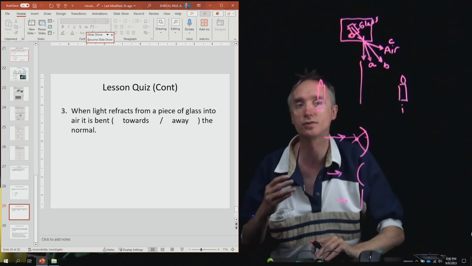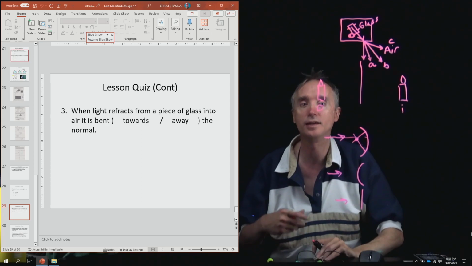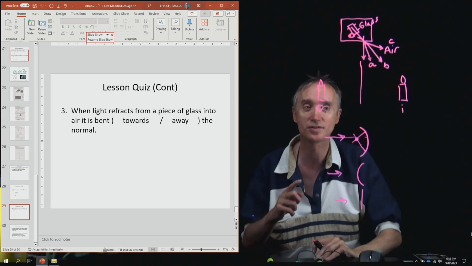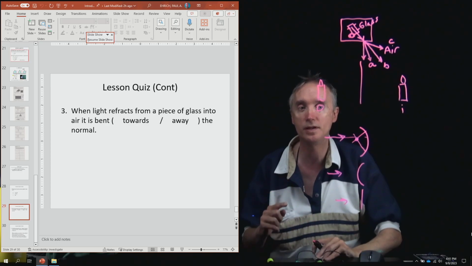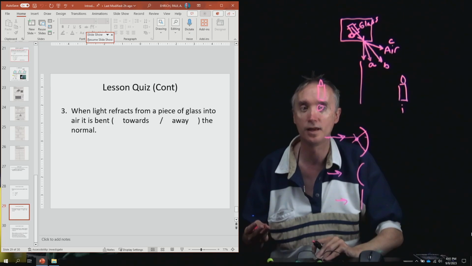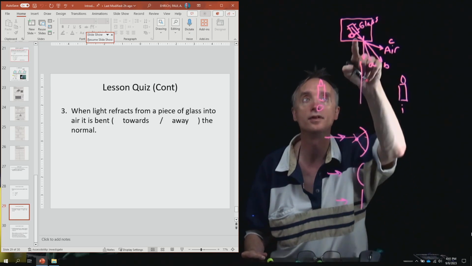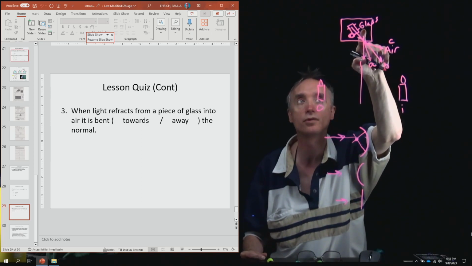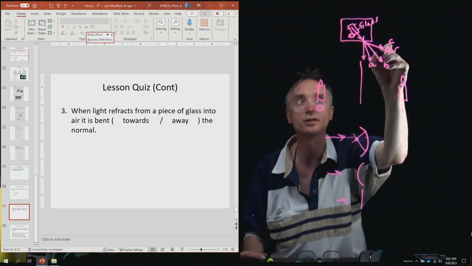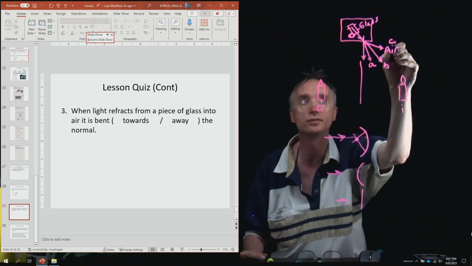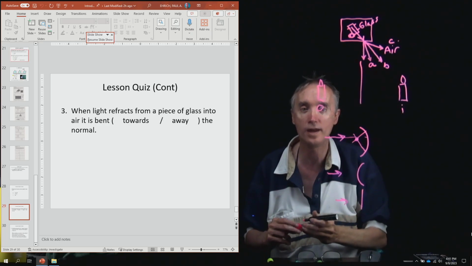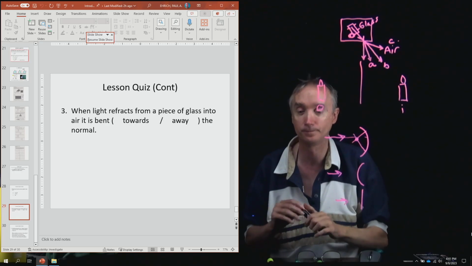When it reaches the dry grass, is it going to speed up or slow down? It's going to speed up. If it speeds up, that means it gets traction, and this one is still stuck in the mud over here. So it's going to pivot in the direction of C. The correct answer is going to be away from the normal.